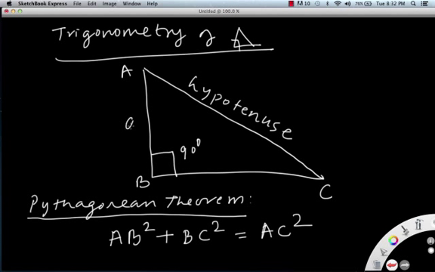For instance, if AB is A units in length, BC is B units in length, and the hypotenuse is C units in length, the Pythagorean theorem states that A square plus B square equals C square. So given this formula, if you are given two sides of the right angle triangle, you can find the third side pretty easily, and we will see some examples in the next lesson.